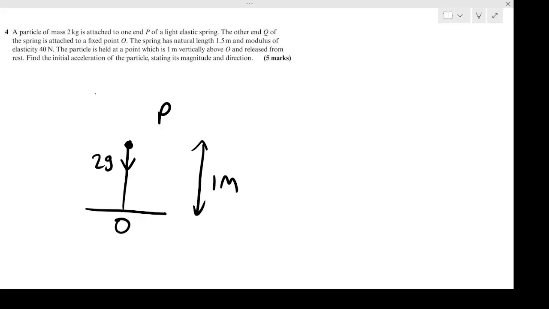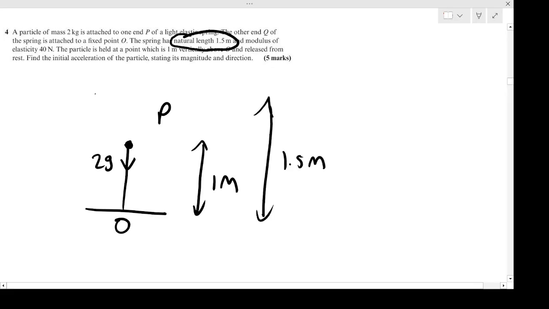Well, actually, we can just use the lengths to tell us if it's a stretch or a compression. That will help us. We're told the natural length is 1.5, but in this case, the length of the string is 1. So the natural or original length is 1.5, which means the string has compressed because the length has gone down. So it's a compression here.